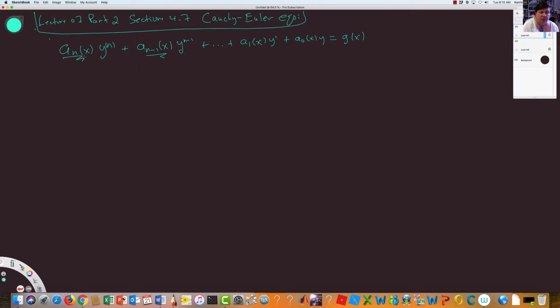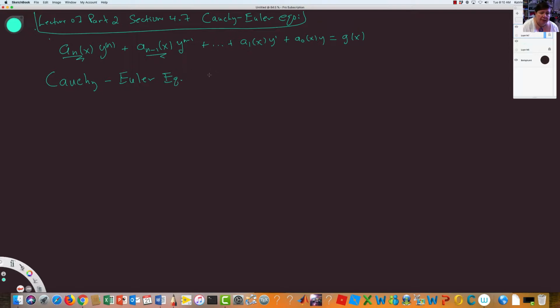In general, for arbitrary functions of x multiplying these derivatives, you need series solutions, and that's what we're going to look at in chapter 6, I believe. So usually you just can't write down a solution. But there's a class of equations called Cauchy-Euler equations in which you can write down a solution, and that's very cool. These are what we're going to talk about today. They have a very specific form, and they show up in all kinds of places.